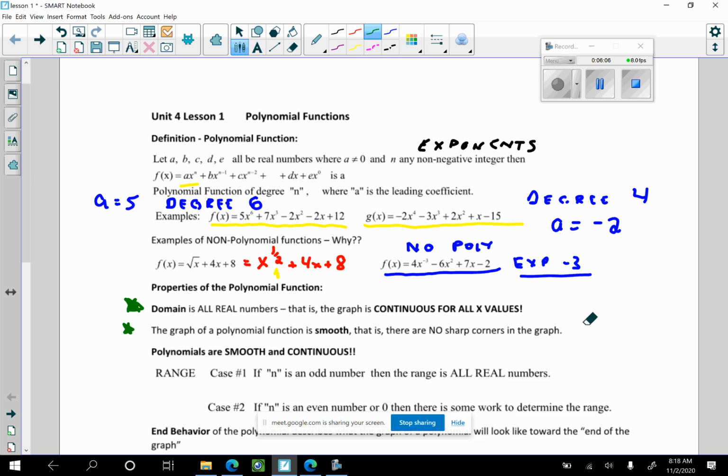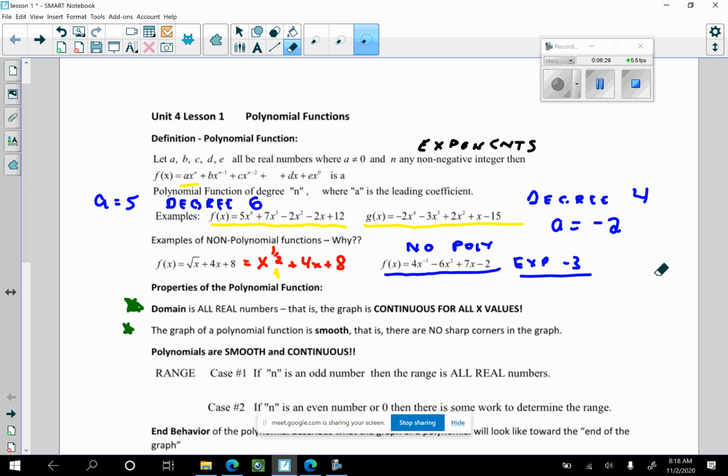Don't write this one down, but that's not a polynomial because that's not smooth. Here's smooth. Those are smooth. Polynomials are smooth. A very important, I'm going to erase these, a very important property of polynomials is that they're smooth.